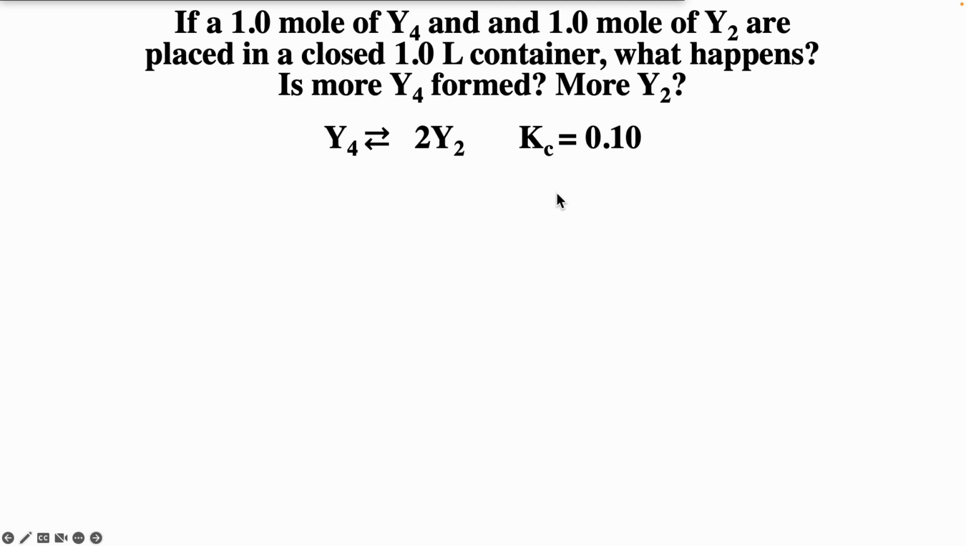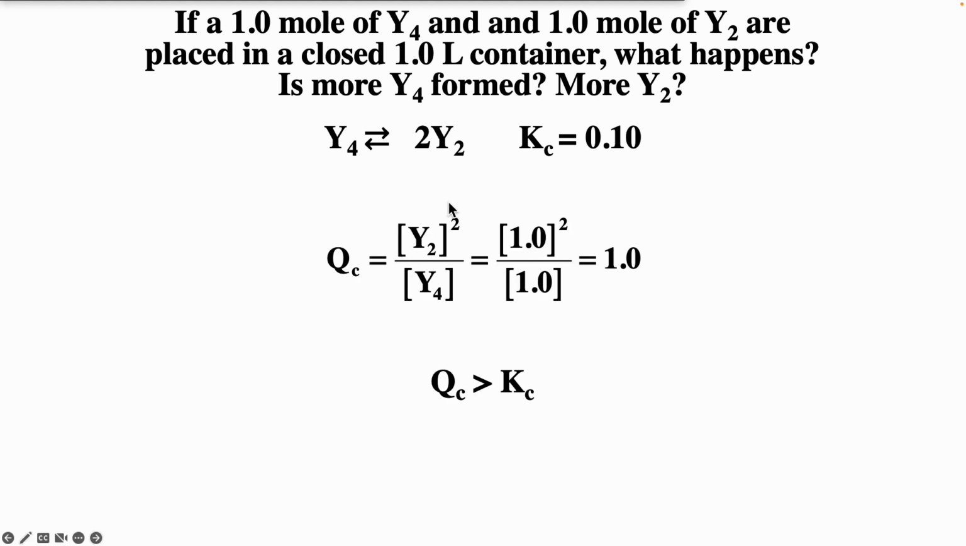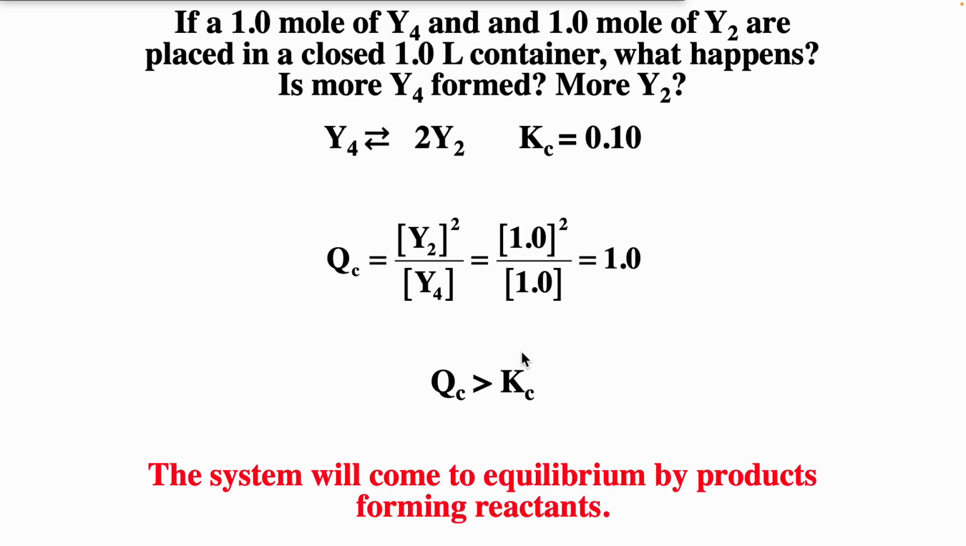And so if we want to know what happens, we have to figure out what is the relationship between Q and K. And so Q is going to be equal to Y2 squared, products over reactants, over Y4, coefficients become exponents. Now we're told that we have 1 mole per liter, which is a molarity of 1 over molarity of 1. And so our Q is given as 1, and our K is 0.1. And so that means that Q is greater than K. And so that means we have more products than we should at equilibrium. And so for the system to reach equilibrium, products will convert to reactants.